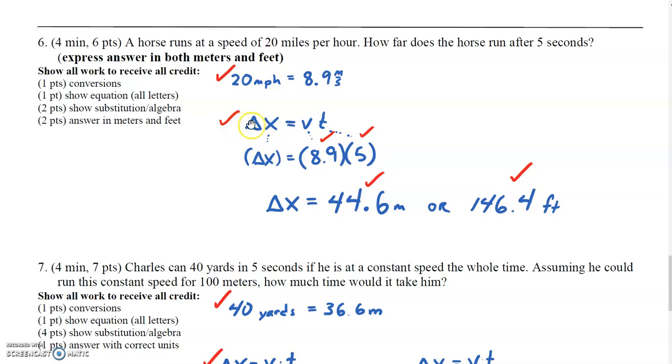Then we're going to show the equation, in all letter form. That's 1 point there. Then we're going to do substitution. So we're going to substitute in that speed, that velocity of 8.9, and the time of 5. That allows us to get an answer in standard units of 44.6 meters. And I can simply convert that answer into feet using the conversion factor that's at the top of the test. That is, for every 1 meter, there's 3.28 feet. So I'd be multiplying 44.6 by that 3.28.